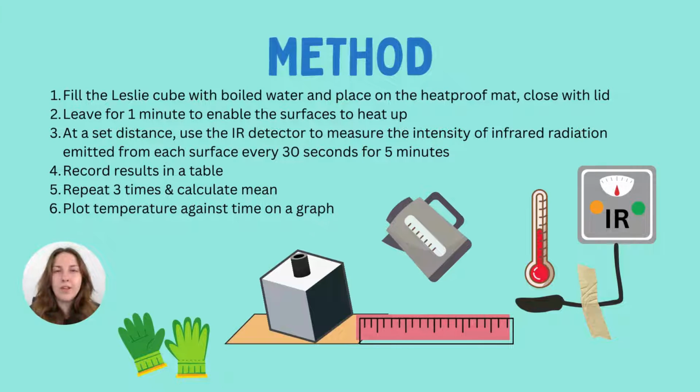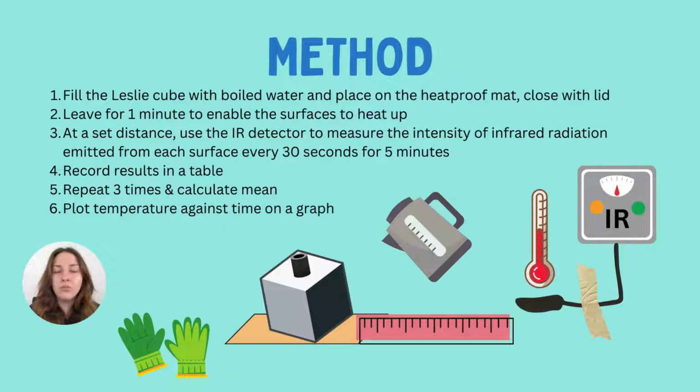Okay, so once you've got that set up, you want to detect the change in temperature or the infrared emissions, and record this every 30 seconds for 5 minutes for one of the sides, then do the same for each of the other sides, and repeat this to calculate the mean average. Like I said, when you're recording this, put it into a table. It's worth drawing that table prior to collecting the results, so you can pop the results directly into it. That way it just makes it a lot easier.